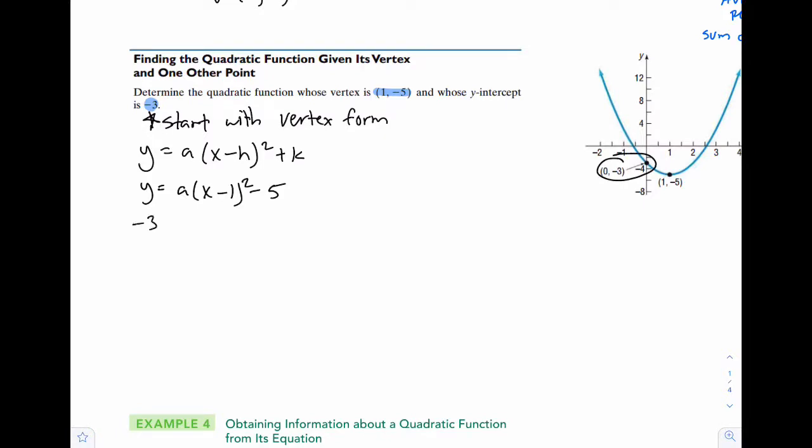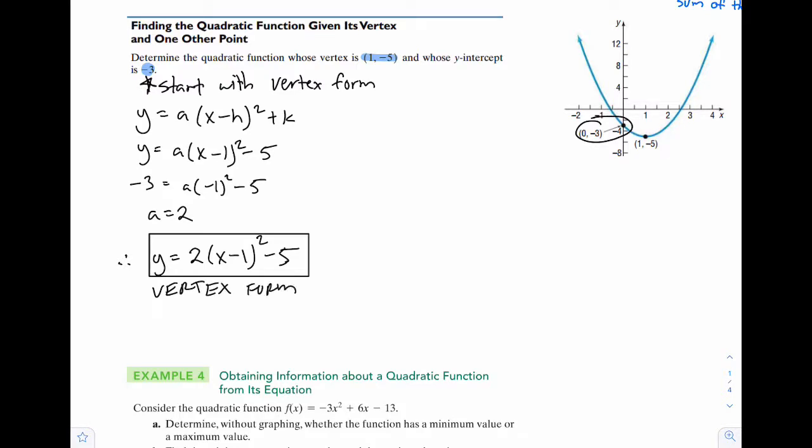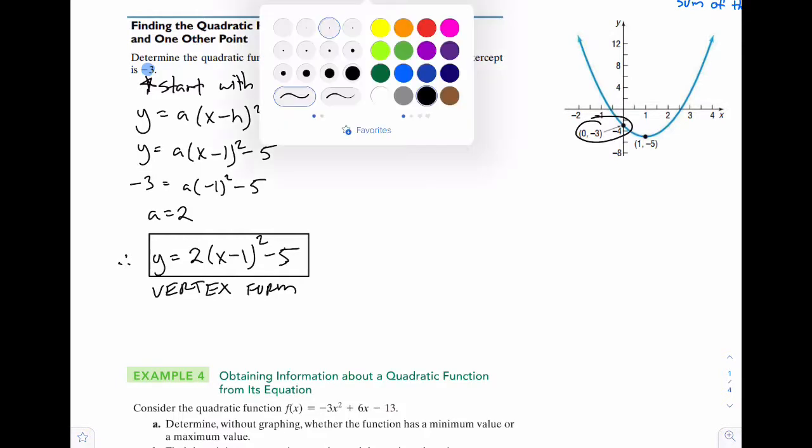So negative 3 should equal a times negative 1 squared minus 5. We can solve that. I can see that a must be 2. Therefore, we got it. y is equal to 2 times x minus 1 squared minus 5. And there's your equation in vertex form. So notice how it's pretty easy. But what if I wanted standard form?